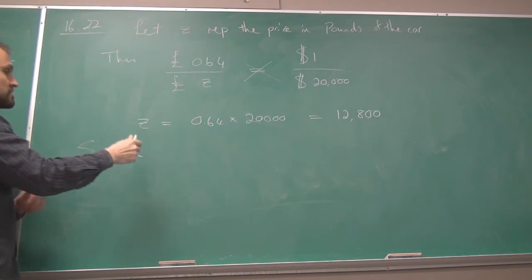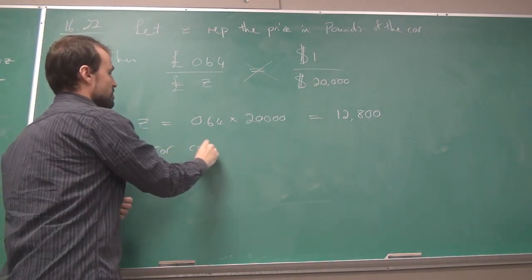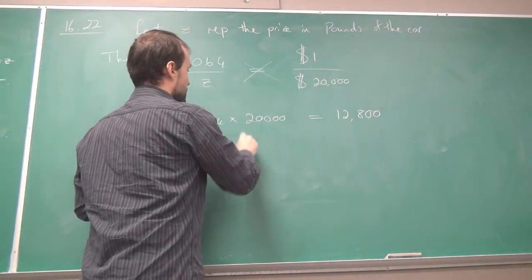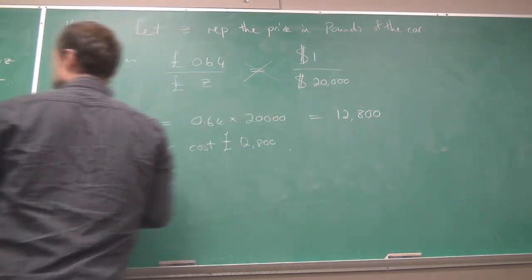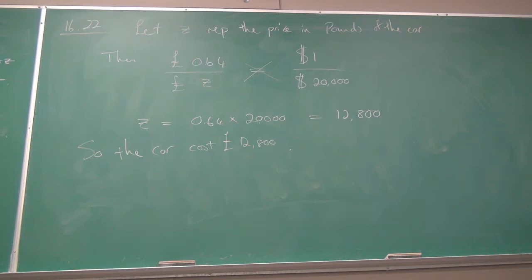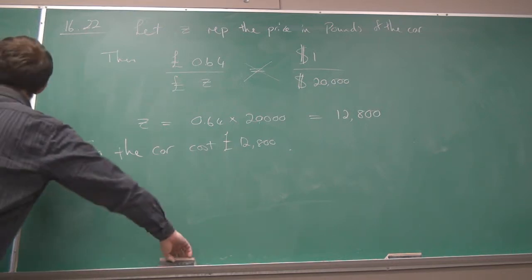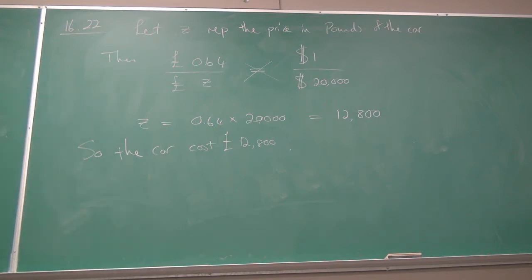So, in this simplified situation, the car would cost 12,800 pounds. You never have to guess or be unsure. Do I multiply them? Do I divide them? When do I do what? No, there's no need for that. There's no need for anything like that.